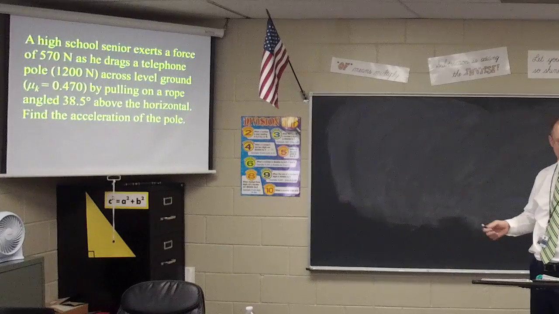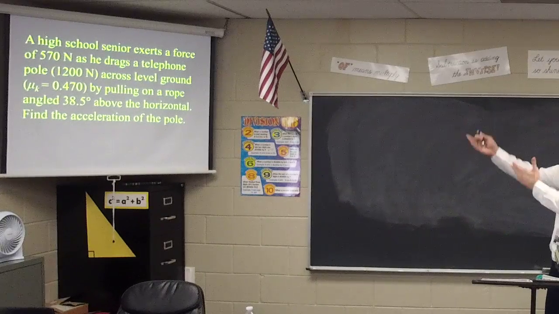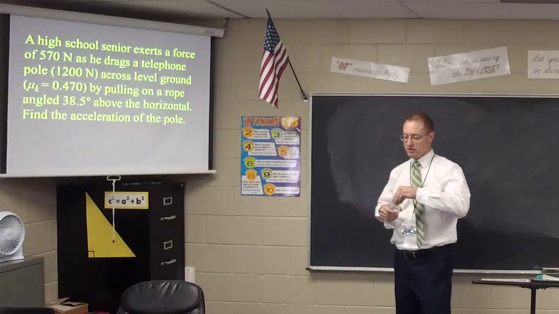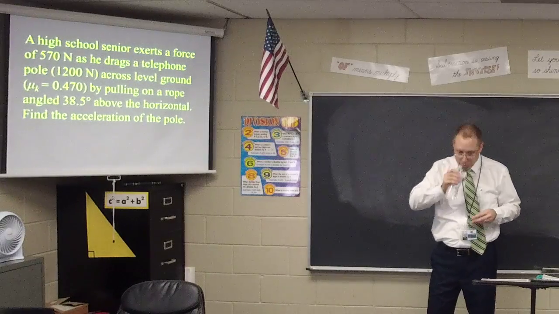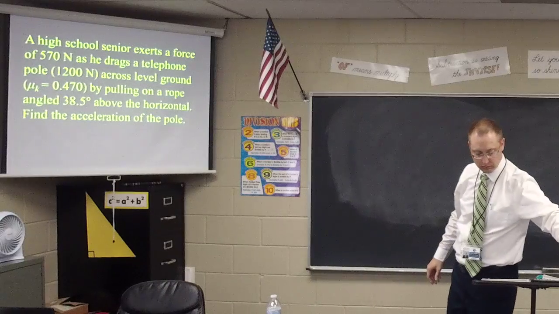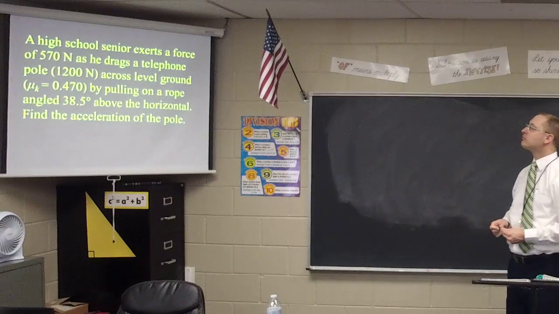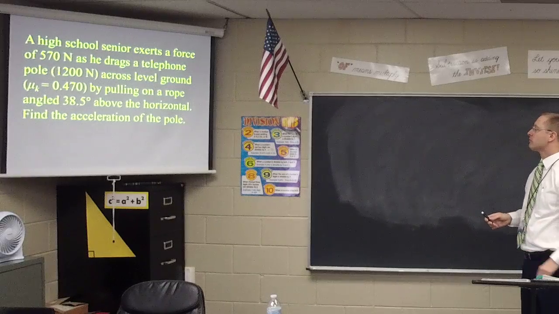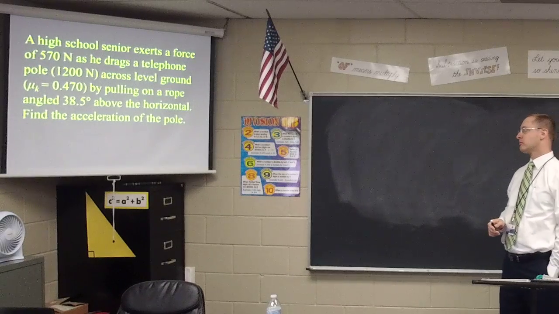So here we go. So, Michael, for you, go ahead. A high school senior exerts a force of 570 newtons as he drags a telephone pole 1,200 newtons across level ground. The constant is 4.70. By pulling on a rope angled at 38.5 degrees above the horizontal, find the acceleration of the pole.